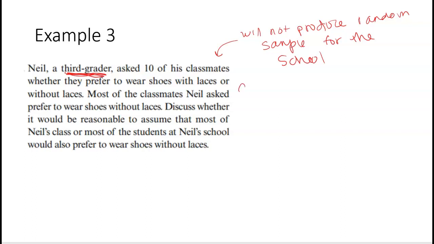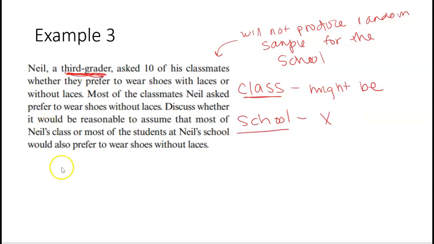Now, maybe for a class, it might be representative for his class, but we don't know how he determined those 10 classmates, right? So it's hard to know if it's representative of his class, but it might be. Because 10 out of, say, 30 or 10 out of 20 might actually be representative of the class. But there's no way that this is representative of the overall population of the school, because his class might be different than the rest of the school. Maybe because he's younger, they're less likely to wear laces. So this is not representative of the school.